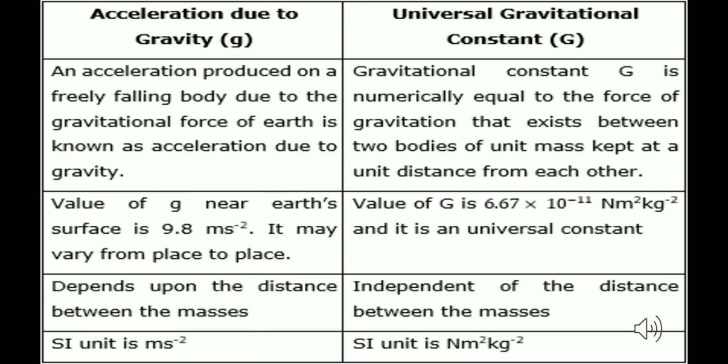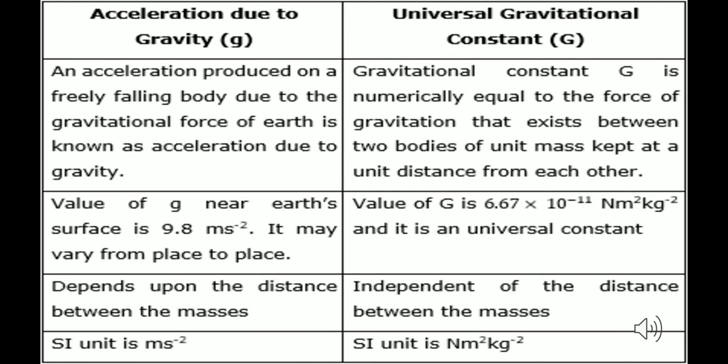Now, small g depends upon the distance between the masses. Obviously, acceleration due to gravity will be the force by which the Earth pulls a body towards its center. The force will be less if the body is far, and more if the body is coming closer. Capital G is independent of the distance between the masses. The universal proportionality constant G is independent of the masses. The force depends on the masses, but the gravitational constant doesn't depend on the masses.